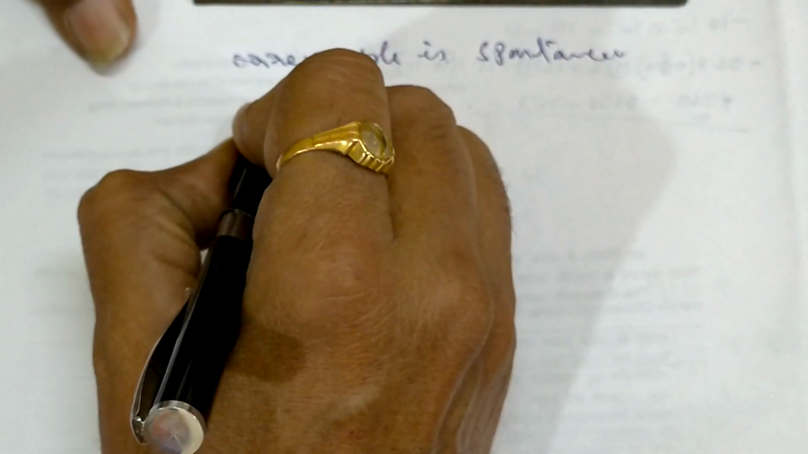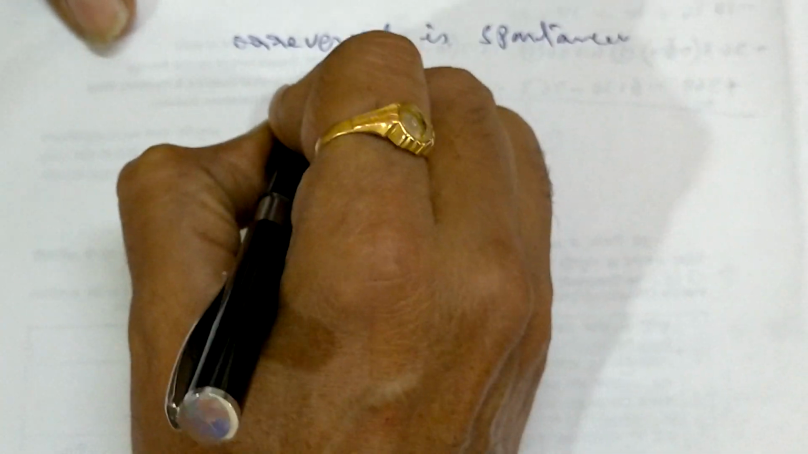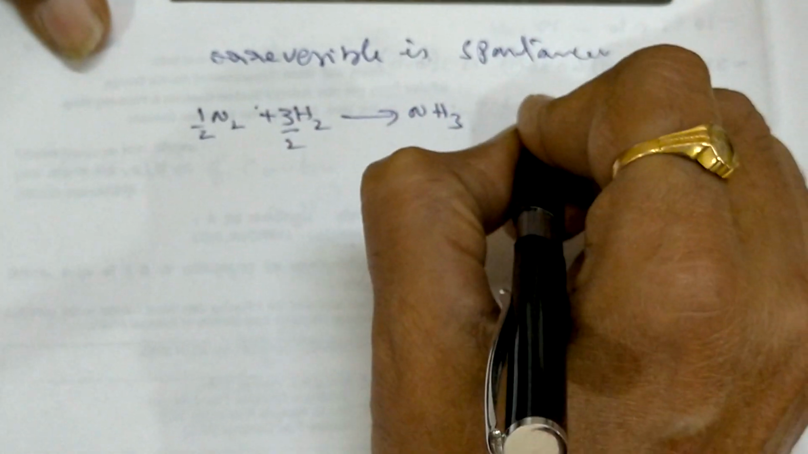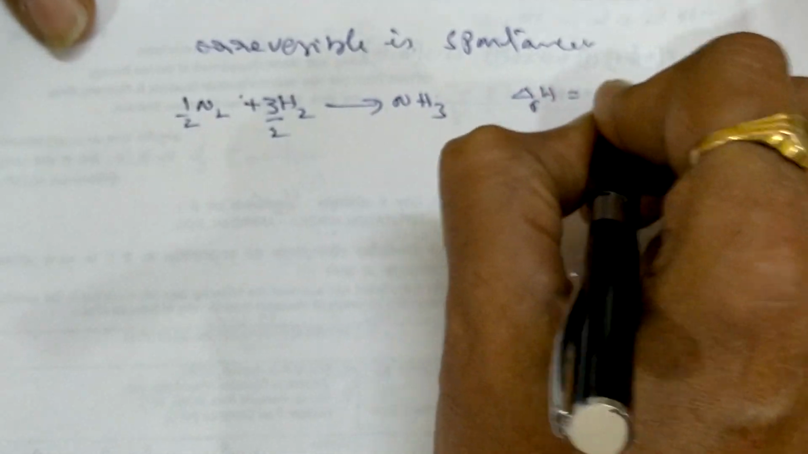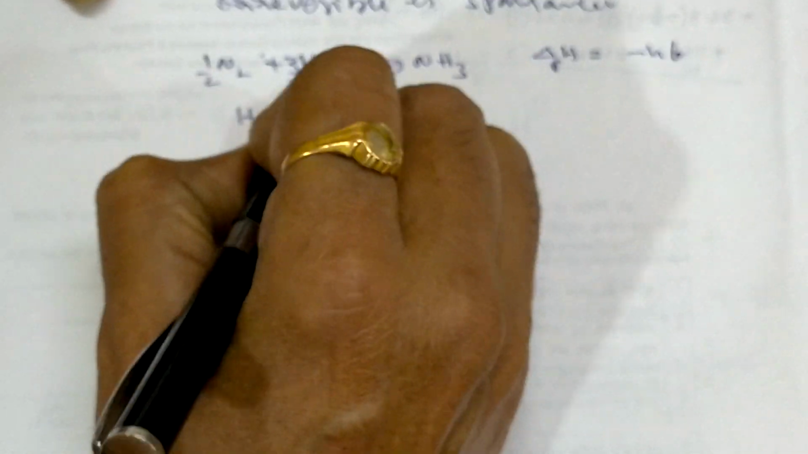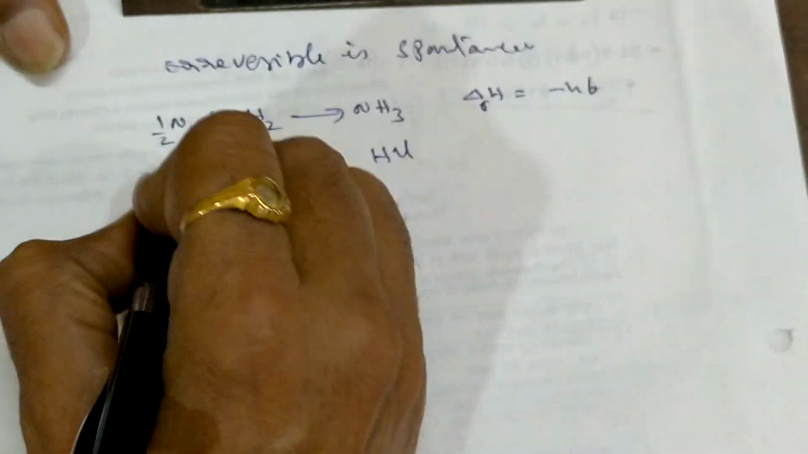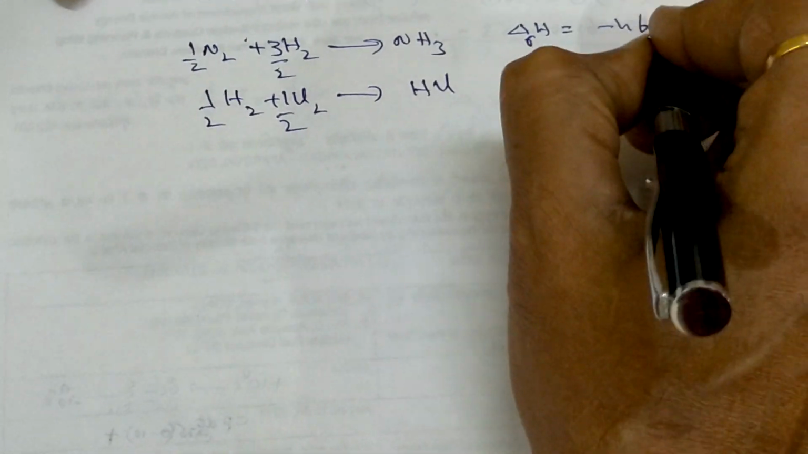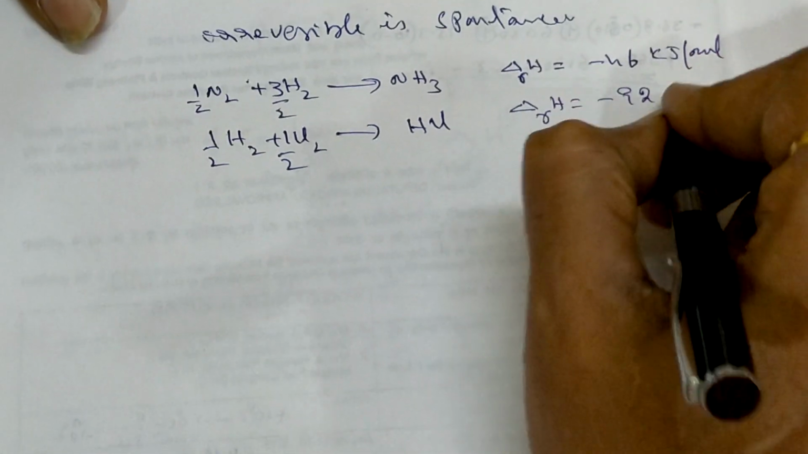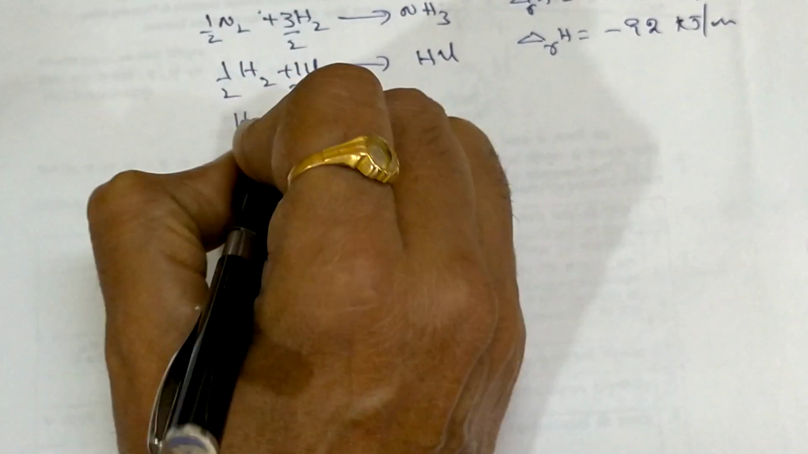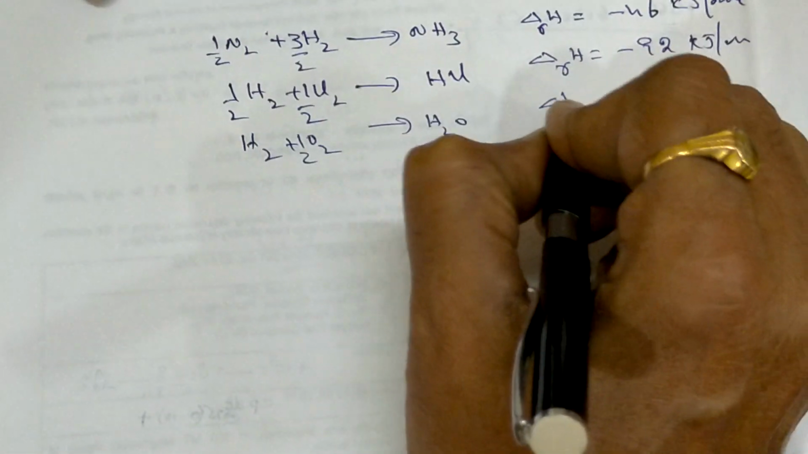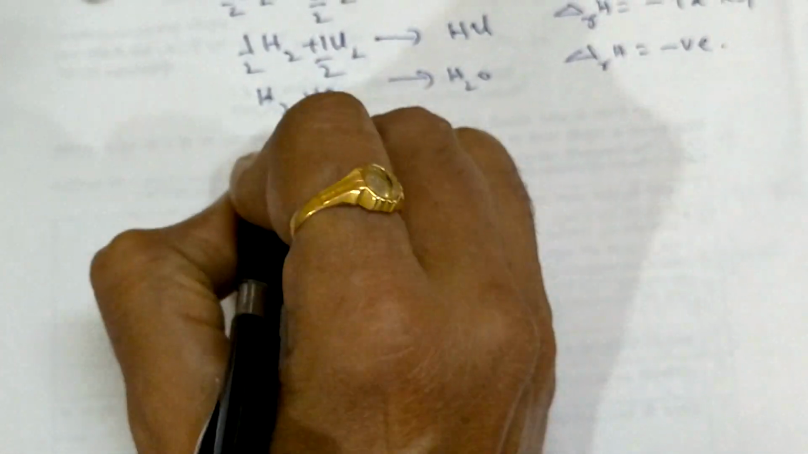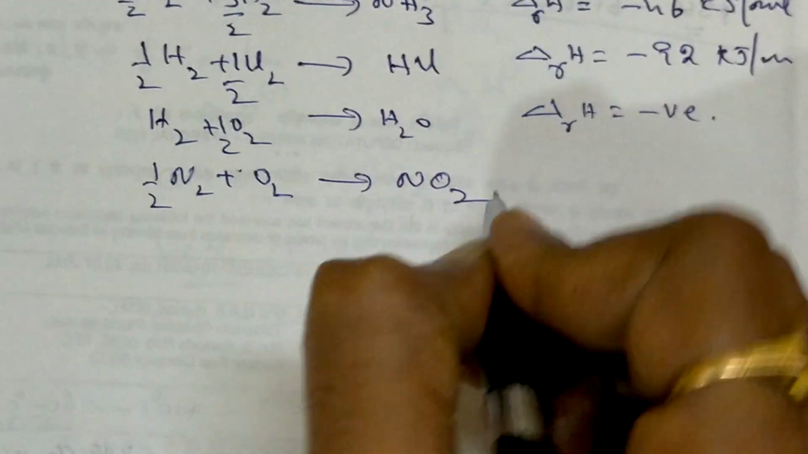If I take the ammonia formation reaction, half N2 plus 3 by 2 H2 gives NH3, delta H reaction is equal to minus 46. Another reaction, hydrogen chloride formation, half hydrogen plus half chlorine gives HCl, delta H reaction is equal to minus 92 something kilojoules per mole. And another reaction, hydrogen plus half O2 gives H2O. This also has a negative delta H reaction. I am not writing the values. Then nitrogen plus oxygen, half nitrogen gives NO2. Yes, delta H is positive.